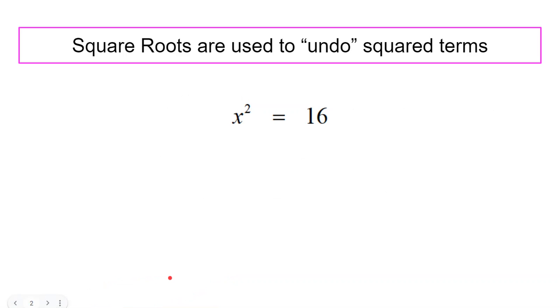So, square roots are used to undo a squared term. In terms, each of these is considered a term. X is a term, 16 is a term. And this little raised 2, that's squared. So x is being squared. Now, to get rid of this little 2 and figure out what x equals, we have to use our square roots. So, all I have to do is figure out what is the square root of 16.